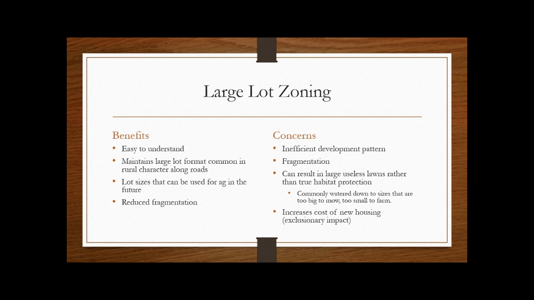Requiring large lots also increases the cost of new housing. It's commonly called exclusionary zoning, where you have to be able to afford to buy 10 acres to be able to purchase land and build a new house on it.